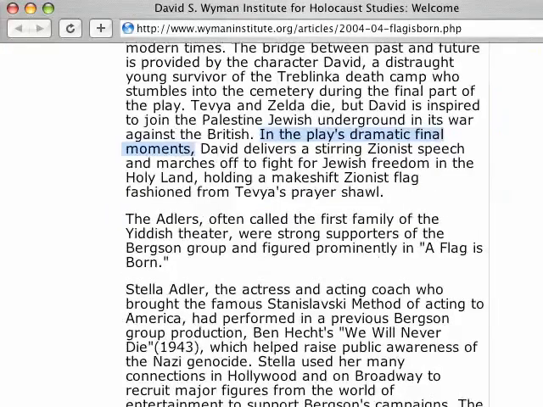We read, "In the play's dramatic final moments, David delivers a stirring Zionist speech and marches off to fight for Jewish freedom in the Holy Land, holding a makeshift Zionist flag fashioned from Tevye's prayer shawl." There's the prayer shawl again, just like in the Reader's Digest article. And by the way, in the play, the character David is a Treblinka survivor. He is the one that held the makeshift Zionist flag fashioned from a prayer shawl. His role was played by Marlon Brando.